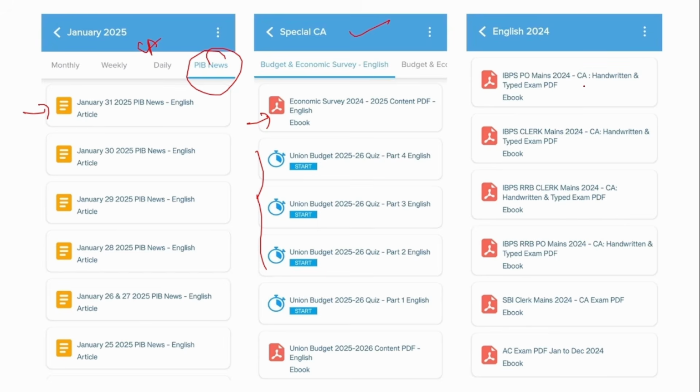And next is the exam perspective PDF. If you see IBPS PO Mains, IBPS RRB Clerk, SBI Clerk, these are all exam perspective PDFs. These PDFs contain around 5 to 6 months of current affairs, which have high chances of being asked in the SBI Clerk Mains exam. So it is very useful to read this PDF from an exam perspective.